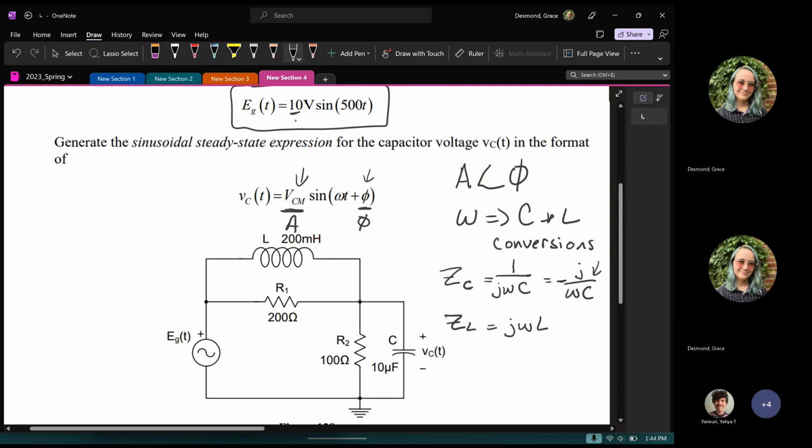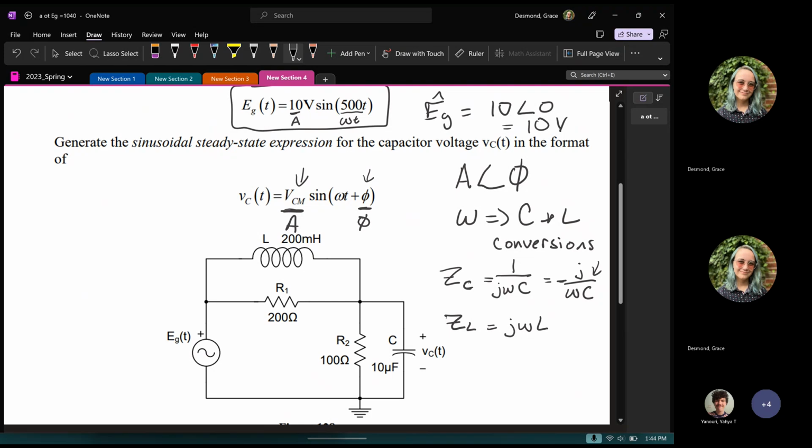I can also write this is A, and this is omega t. So what is our phase angle for our E_G? Exactly. So this is E_G hat. It's going to be 10 at angle 0, which is equal to a lovely, lovely number of 10. We love to see it.